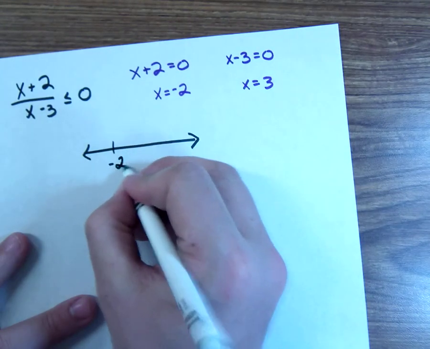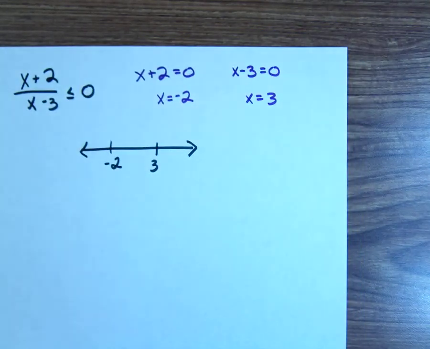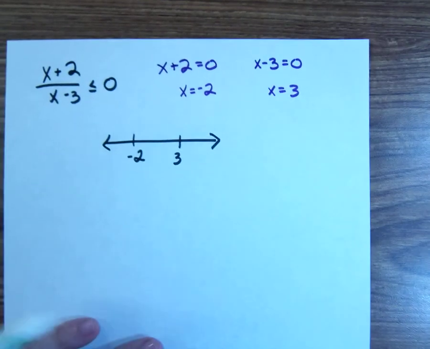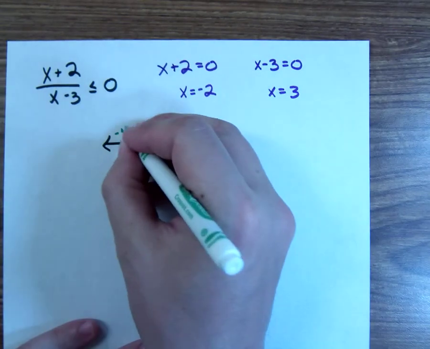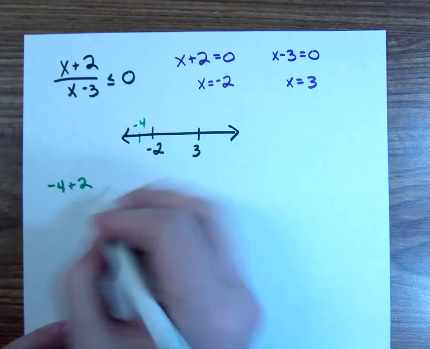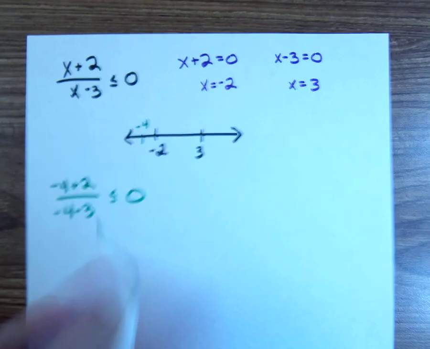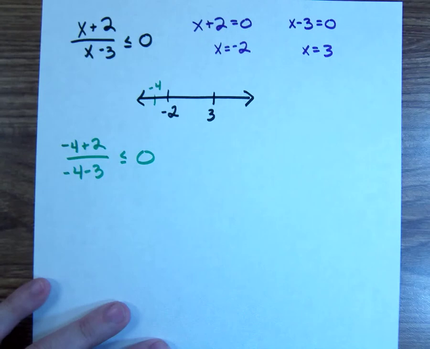Because it would make the denominator 0. Keep that in the back of your head. The answer can't be 3. Okay. So pick a number that is below negative 2. Let's plug it in right here. Okay, so we're going to have a fraction, but that's okay.